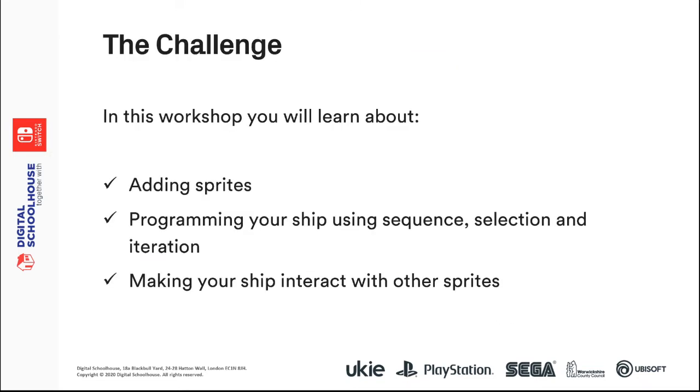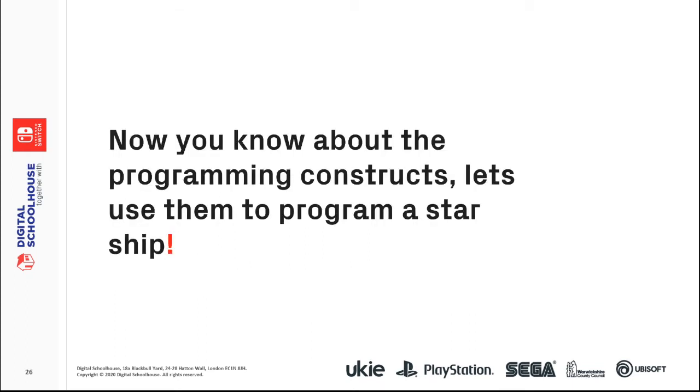Okay, so in this workshop you're going to be learning about adding sprites, programming your ship using sequence, selection and iteration, which we learned about last time, and then you're going to be learning how to make your ship interact with other sprites. Okay, so now you know from the workshop earlier in the week what the different programming constructs are: sequence, selection and iteration. We're going to be using them now to program our starship.